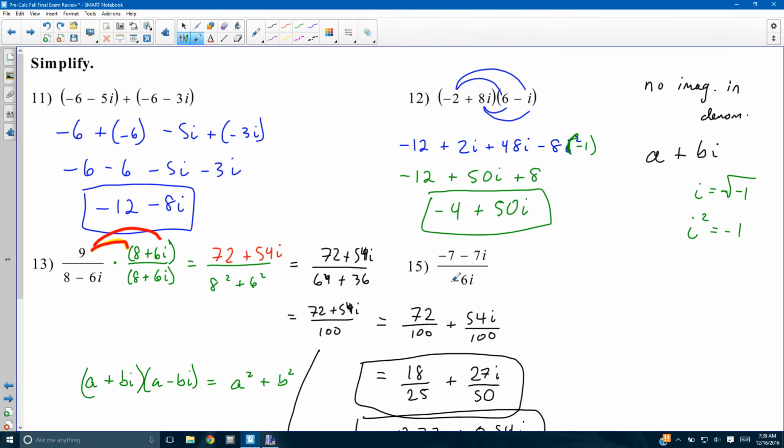Okay, number 15 is more of the same here. I have an imaginary in the denominator. Remember, this is 0 minus 6i. If that helps you understand what its conjugate is, 0 minus 6i is here. We're going to multiply this by 0 plus 6i, or better yet, 6i. So let's multiply top and bottom here by 6i.